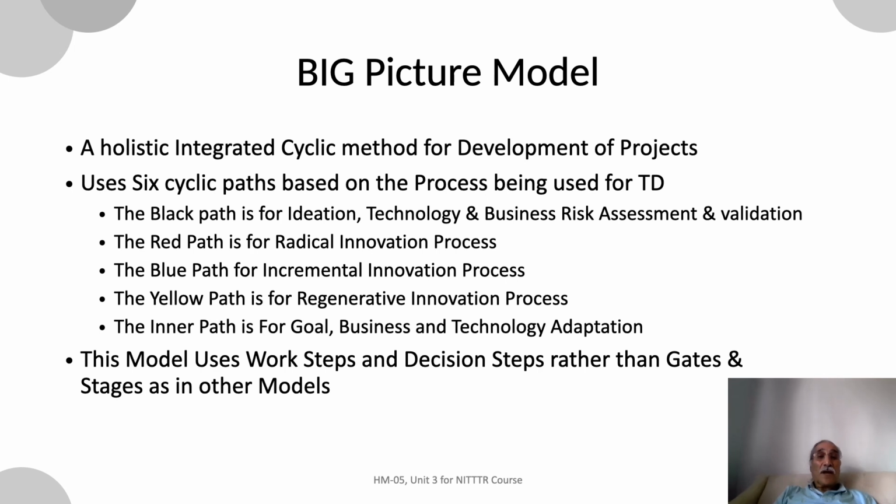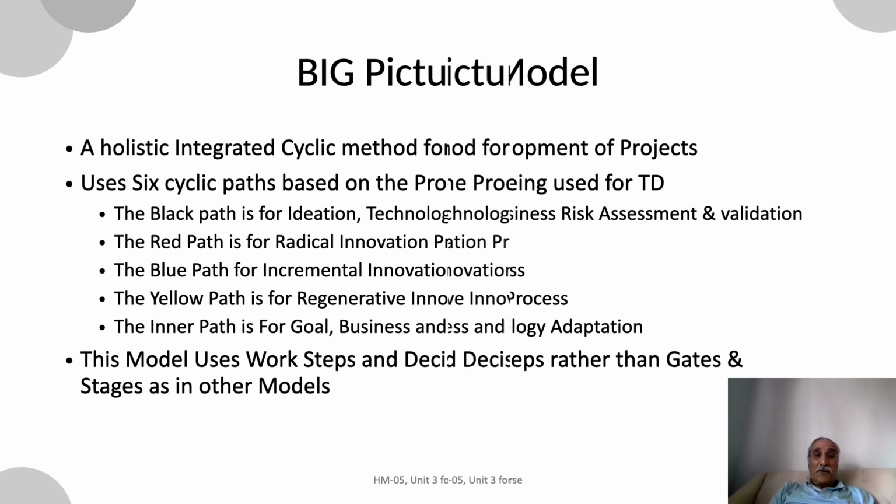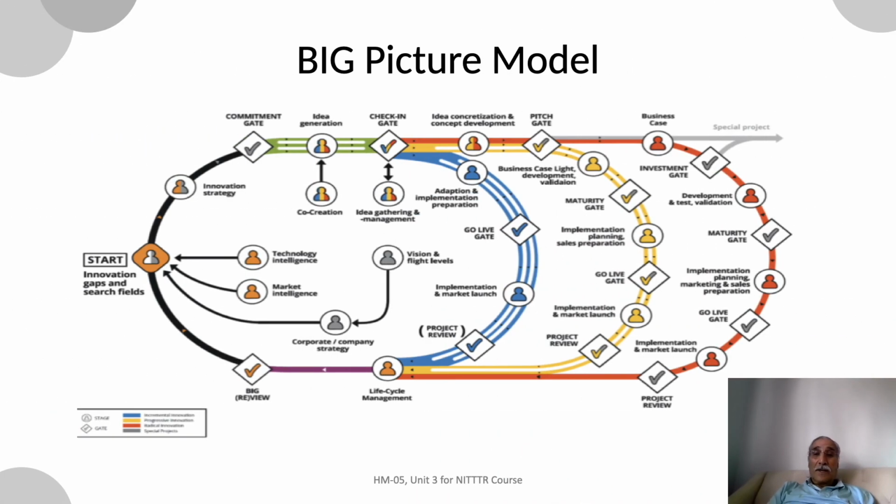So we'll stop here with the big picture model, which is a holistic integrated, again, it's a theoretical model, an academic model, an integrated cyclic method for development of projects, and it uses six cyclic paths based on the kind of technology development. The black path is for ideation, technology and business risk assessment and validation. The red path is for radical innovation process. The blue path is for incremental innovation process. The yellow path is for regenerative innovation process. And the black path is for this particular ability to start the innovation cycle again.